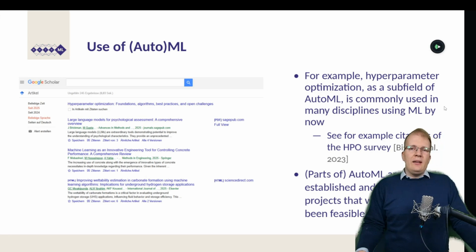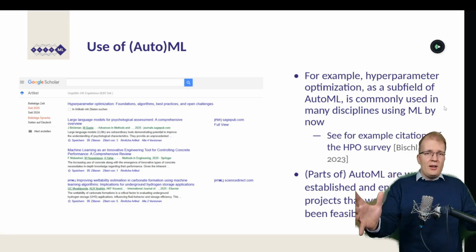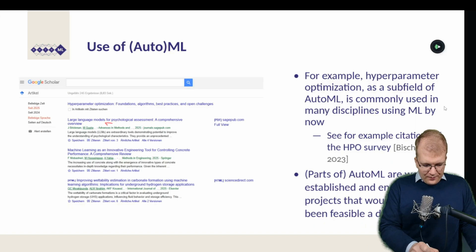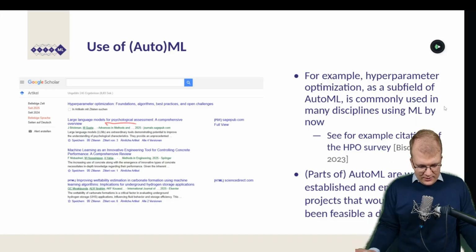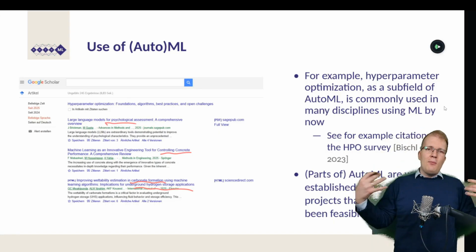And the nice thing is that we have now seen more than a decade of automated machine learning research, and people started to use it for different approaches, for their tasks from different domains, so not only computer scientists anymore. What we're seeing here is that in psychology people used it. You see it for controlling concrete, so construction, carbonate formations, and underground hydrogen storage applications. And you can find many, many more of these examples.